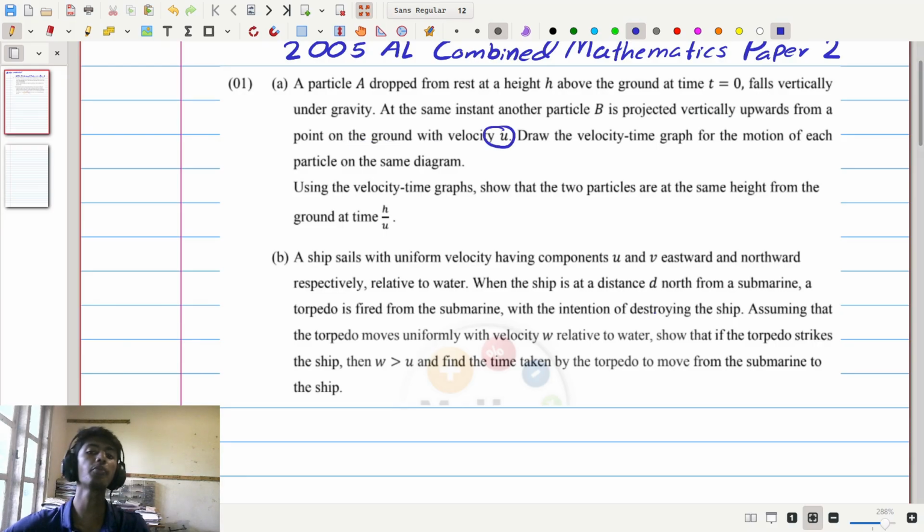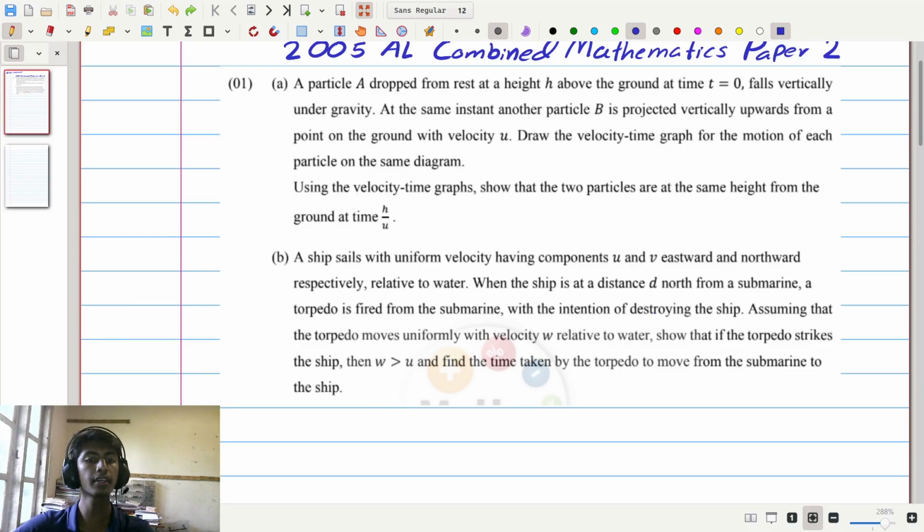Now given this setup, we are asked to draw the velocity time graph for the motion of each particle on the same diagram, and then using the velocity time graphs we are asked to show that the two particles are at the same height from the ground at time h over u.